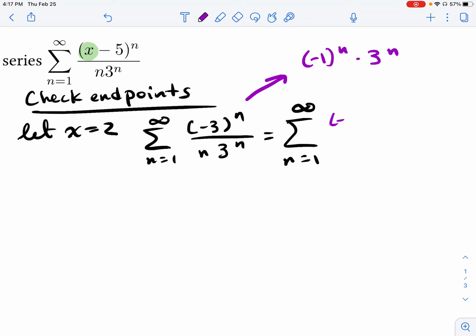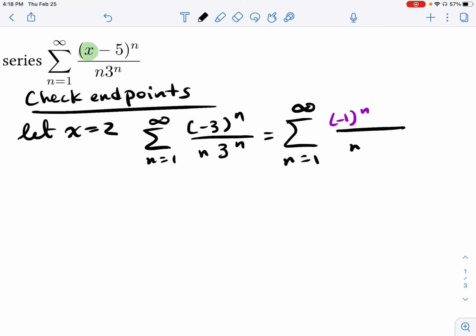Well, if that's the case, and let me just rewrite that down here, what do we have? This is n times 3 to the n. Well, we see that these terms can divide out. So I can just clean that up and say the following. Just remove those and say that that series, when I plug in 2 for x, is equivalent to -1 to the n over n. Well, does that series look familiar? And it should. What we have here is an alternating harmonic series.